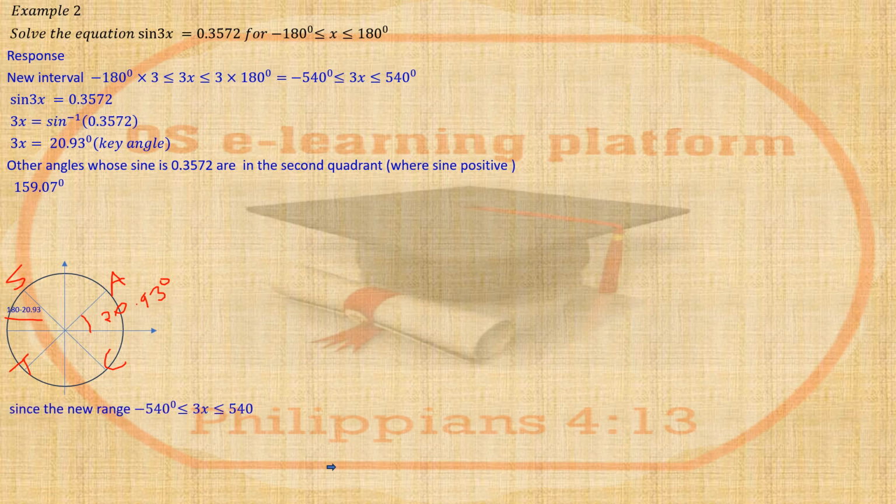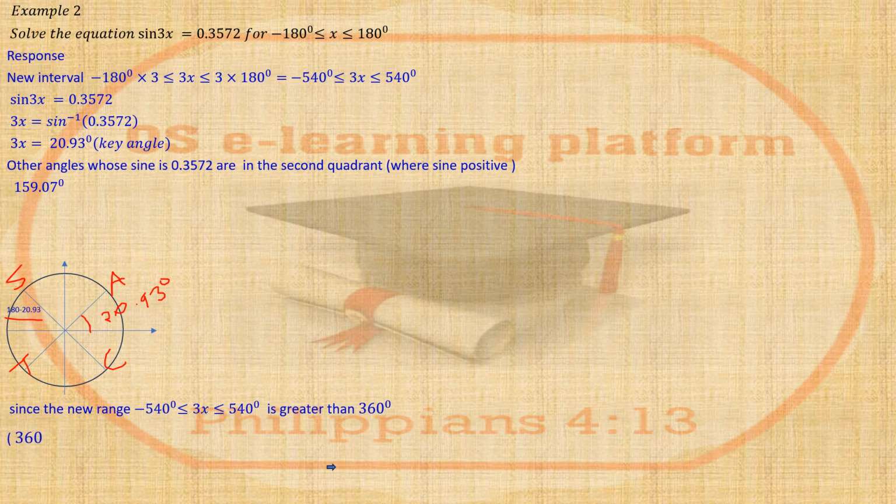So since the new range is also increased to negative 140 degrees less or equal to 3x less or equal to 540 degrees, and this new range is now greater than 360. You see, every time you create a new range, look at the new range you've got. If it is greater than 360, by all means you are going to play what I'm about to play in the next step. Are we together?